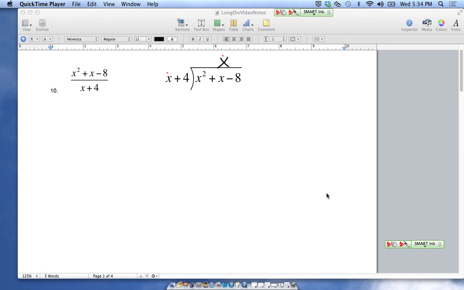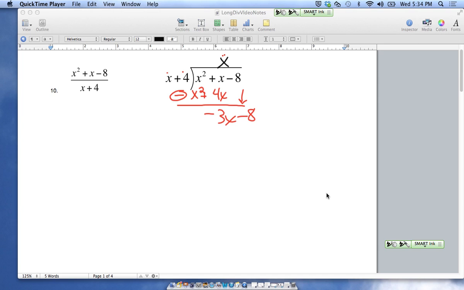X times x is x squared. X times 4 is positive 4x. And I have to add the opposite of each term, or subtract this sum from x squared minus x. The whole point is to eliminate x squared. So x squared minus x squared is 0. X minus positive 4x is negative 3x. And then negative 8 comes down. And the process starts over again.